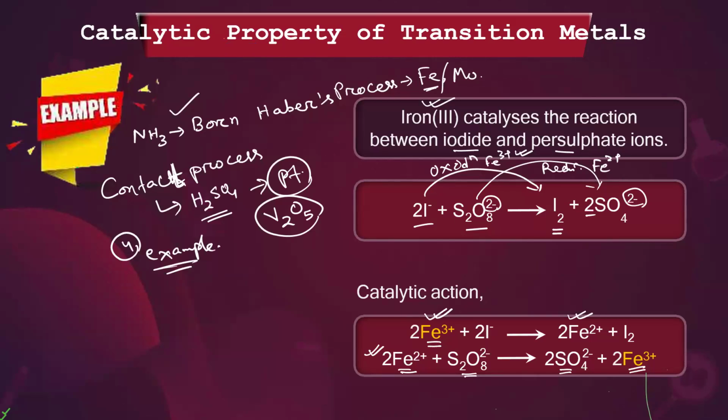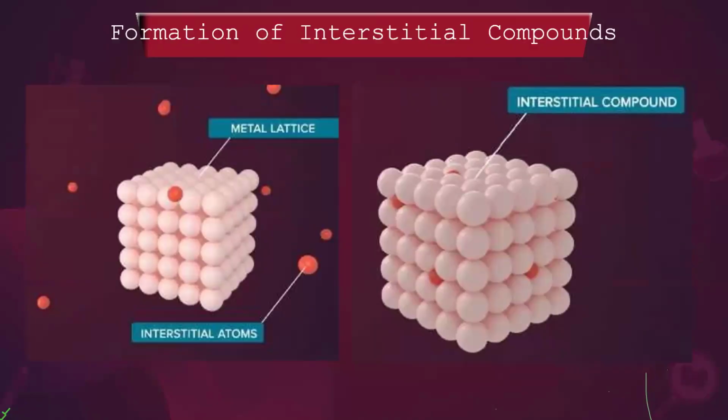Okay, let us go to the next part, this is your interstitial compound formation. This is called a metal lattice. When there is a solid metal piece, that metal piece is called a metal lattice.